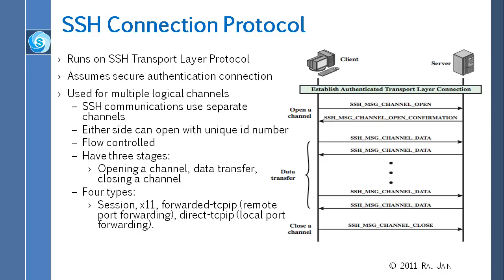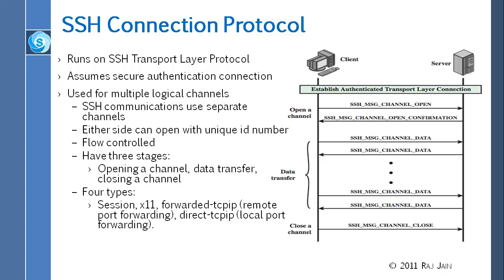And there are 4 types of channels. One is for terminal sessions, the normal one, X11 session, which is the Windows session, and then forwarded TCP/IP and direct TCP/IP. That is for any other applications other than these 2. You could use SSH for any other application by forwarding their ports.